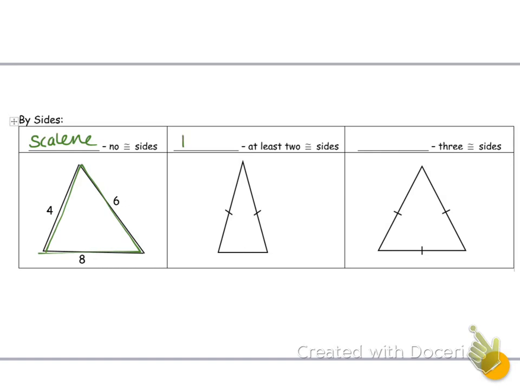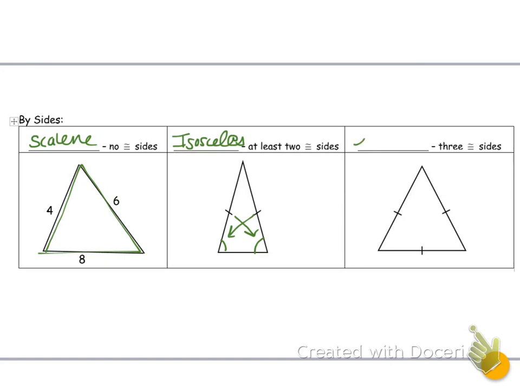Okay, isosceles, that's ES at the end, has two congruent sides. It also has two congruent angles, and the way we figure out what angles are congruent, if you draw an arrow from the dash line to the angle that it sits opposite, those are going to be congruent.